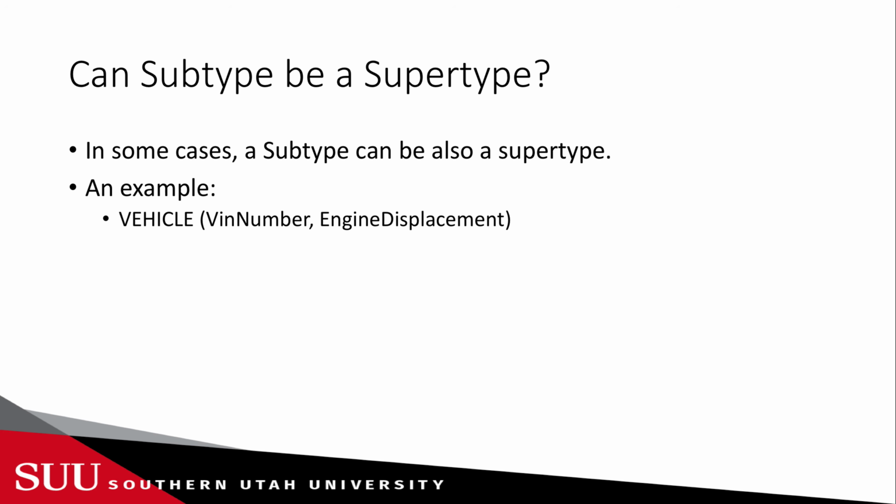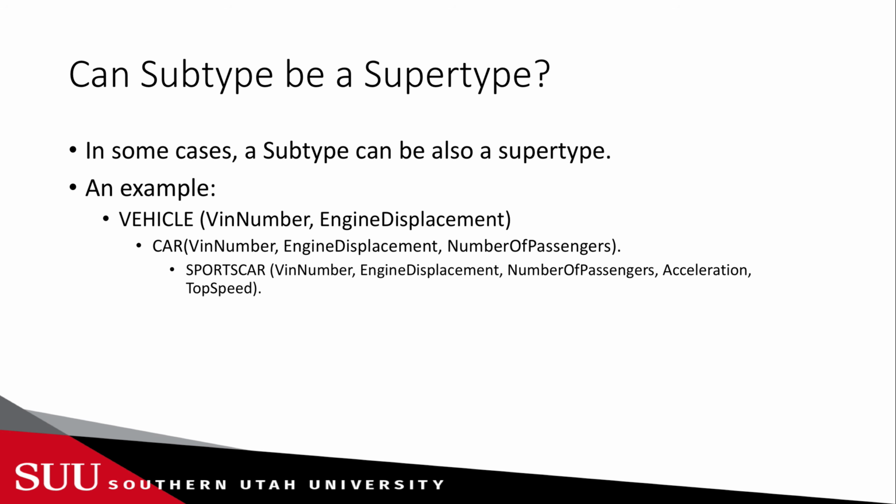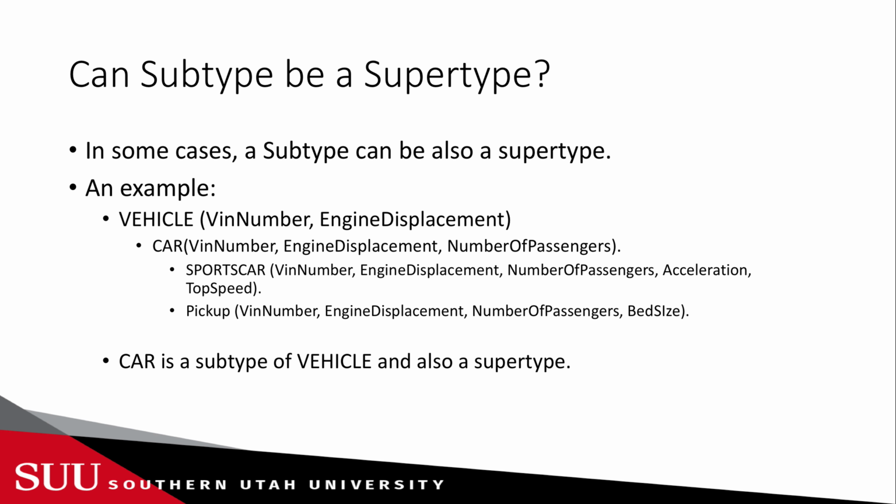Let's look at this. If I have a vehicle, each vehicle is going to have a VIN number and an engine displacement. Then I have an entity called car, which is a subtype of vehicle, which will have VIN number, engine displacement, and number of passengers. And then I have a sports car, which will have VIN number, engine displacement, and number of passengers, and then it's going to have acceleration and top speed. Pickup is going to share all the attributes of car, but will have bed size. Then car is a subtype of vehicle, but also a supertype of sports car and pickup. So the answer is yes, you can have a subtype that is also a supertype.